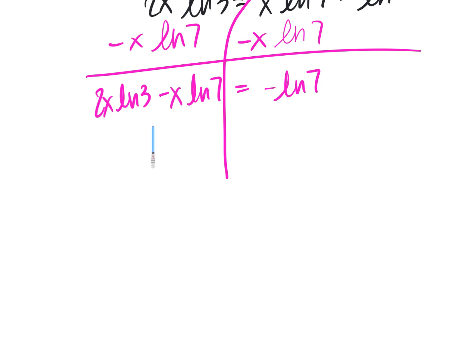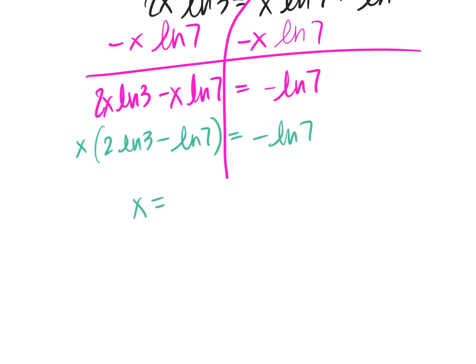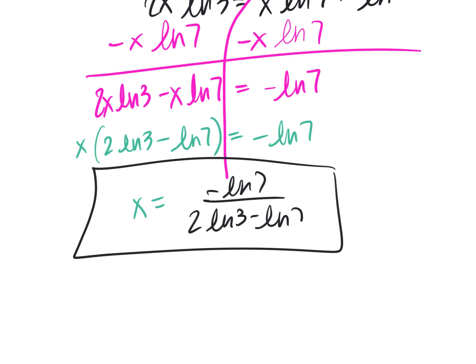This thing's kind of gross over here. What are we going to do to get just an x? Factor it out. Let's take that x out. So we'd have 2 ln of 3 minus ln of 7. And finally, our final answer is going to involve some division. Negative ln of 7 over 2 ln of 3 minus ln of 7. Go see what you get when you type that in.